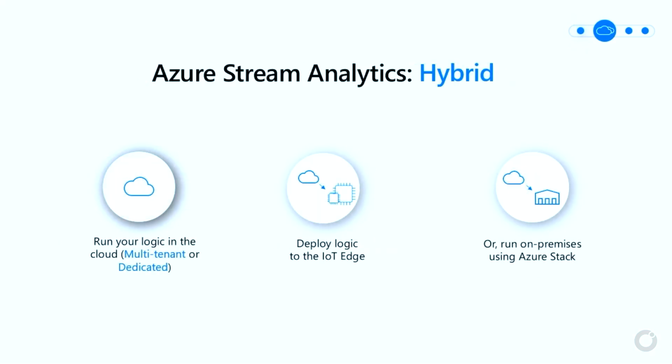The second category is hybrid. So you can actually run your logic on the cloud, or if you want, you can deploy it to IoT Edge, or if you want, you can also run on Azure Stack, which is on-premise. So that's why it's truly a hybrid service. Depending on your scenario, you can run your query anywhere.